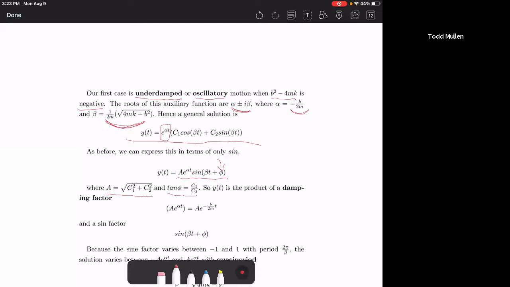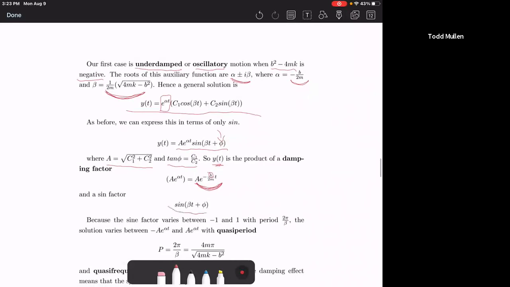So we can view y of t as the product of 2 factors. The damping factor. Notice how this A e to the negative b over 2m t, that b is in there. So that's got the damping constant in that. Multiplied by the sine factor. And this is just going to be something that waves in between positive and negative 1, because that's all a sine value does.